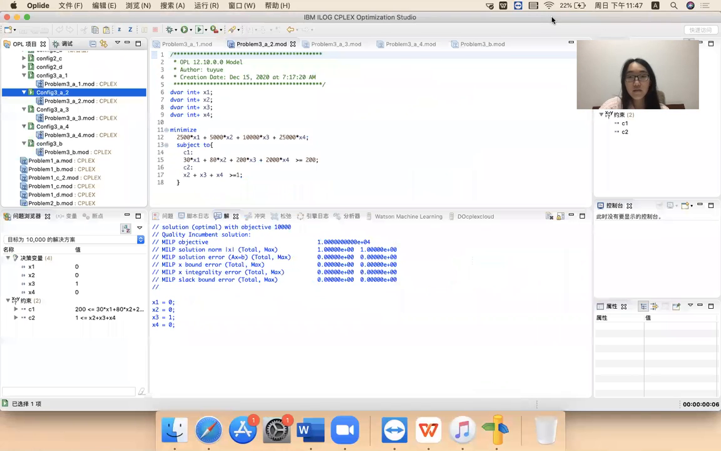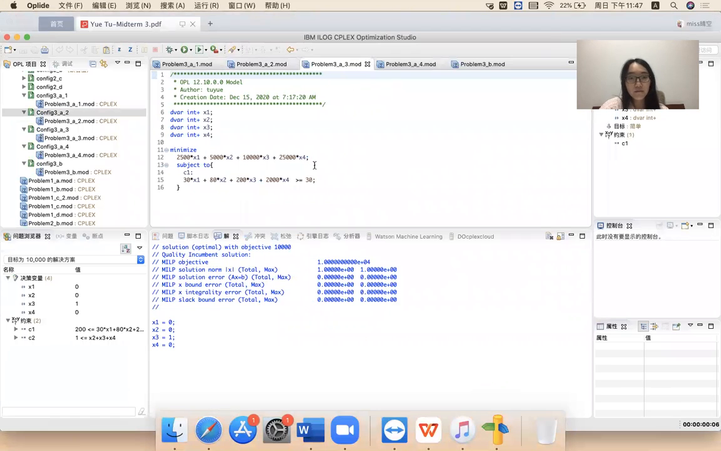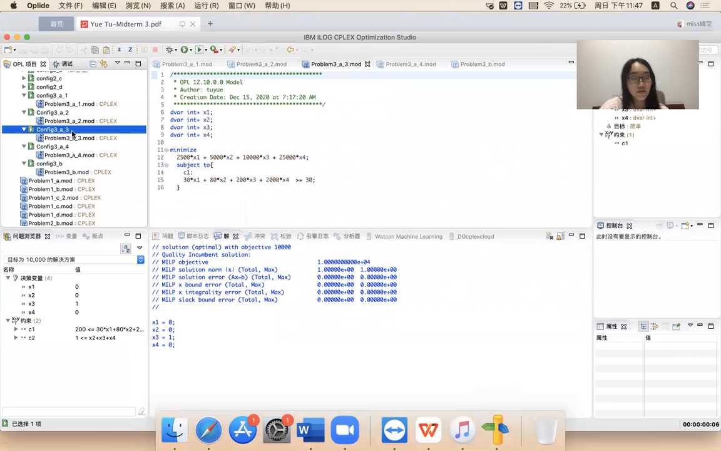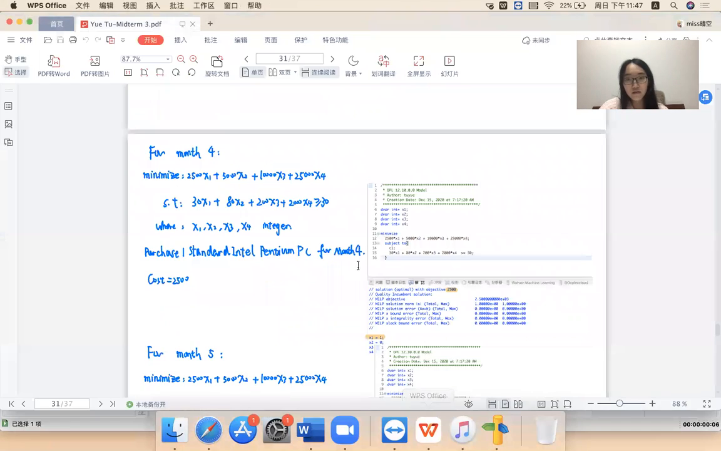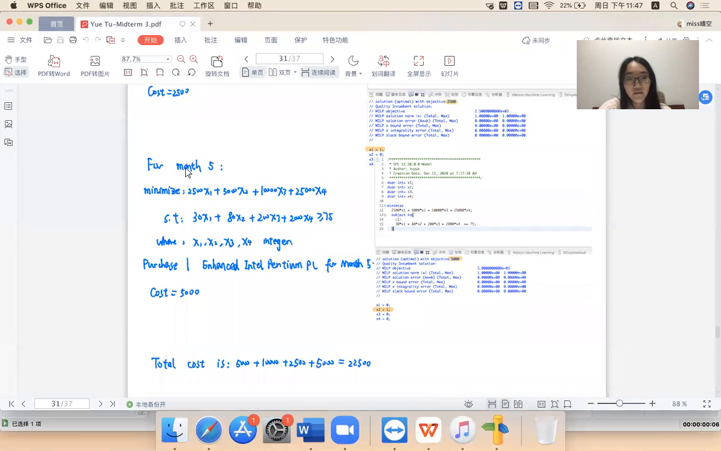and this is my code. And I run the code. Yes, this is the answer. And so purchasing one standard PC for month 4 is the best. And the cost is 2,500. And for month 5, the things are different.